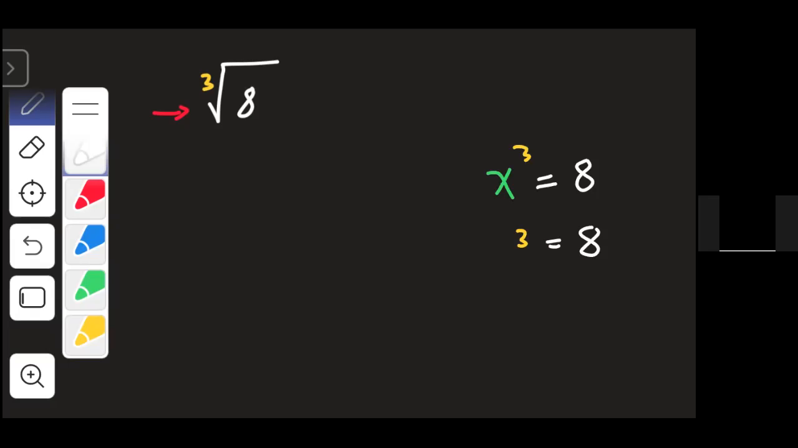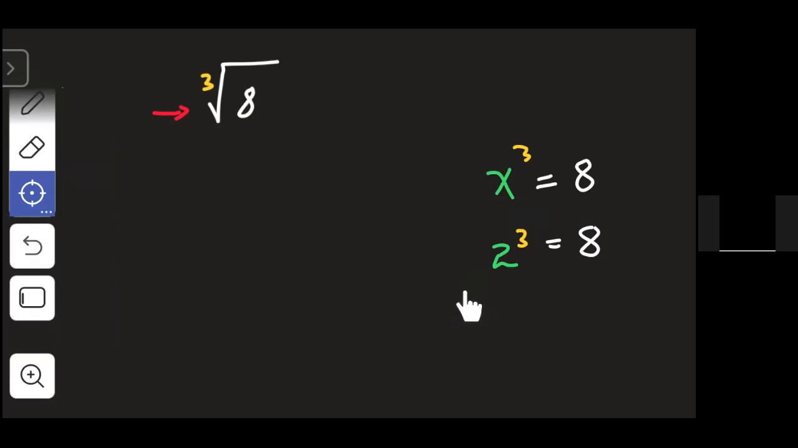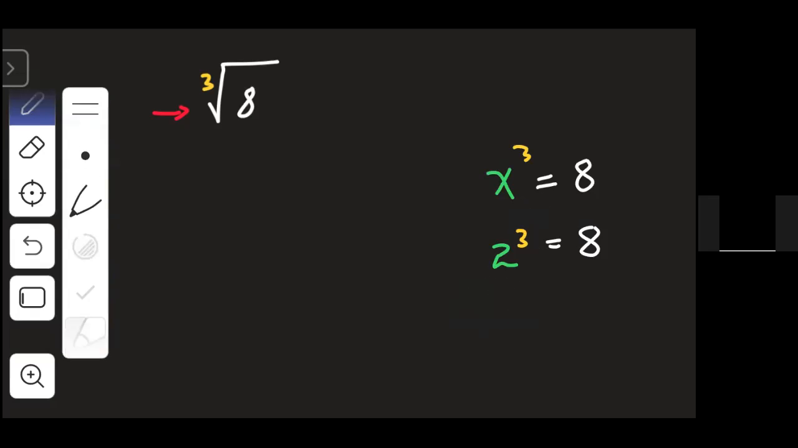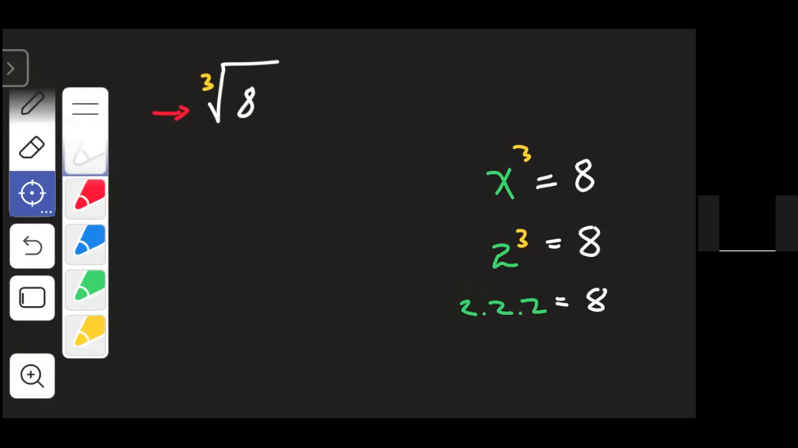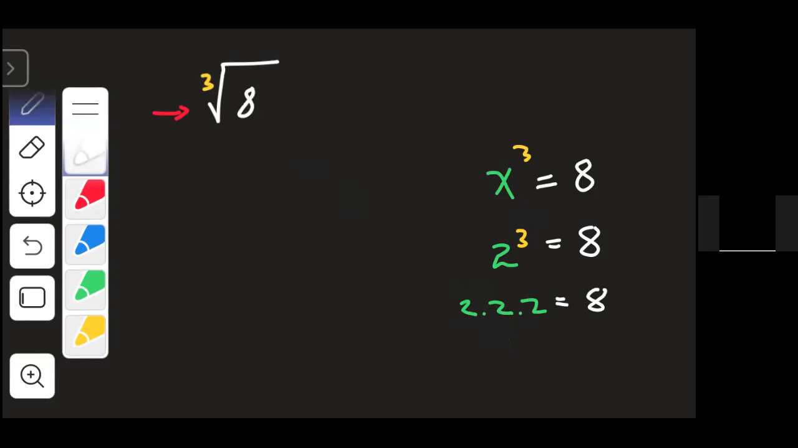2. Okay, correct. So that number has to be 2. Why 2? Because 2 times 2 times 2 is going to be 8. 2 cubed, guys, is the same as 2 times 2 times 2, 3 times, which equals 8. So the cube root of 8 is 2. Correct. Do I have to do that in every single step? No, I'm just showing you guys the relationship between radicals and exponents.